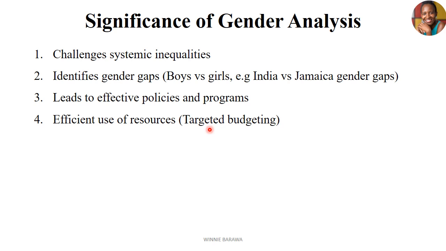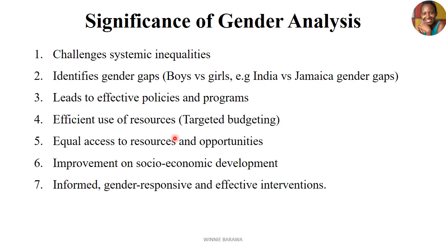Or if it is financial budgeting, then the budgeting can be targeted and say, if women don't have access to this particular type of service, then let's give more money to address that. If men are lacking certain resources, then more money can be channeled to cater for such. So it promotes targeted budgeting.